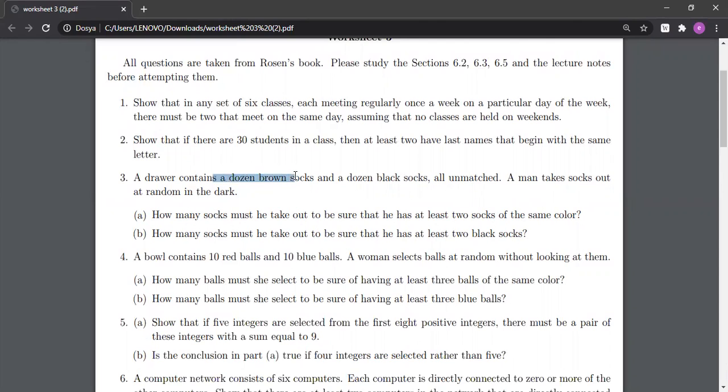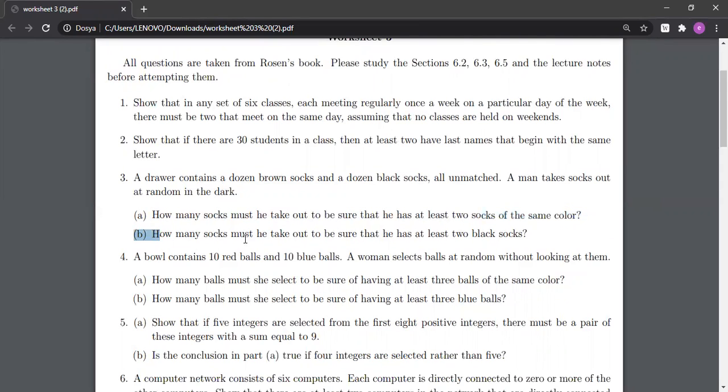As there are 12 brown and 12 black socks, if he takes out 13 socks, he'll know at least two of them are of the same color because there are 12 brown socks and 12 black socks. The 13th sock will be either brown or black, and the previous ones should contain either a brown or black sock. So the number is 13 for this part.